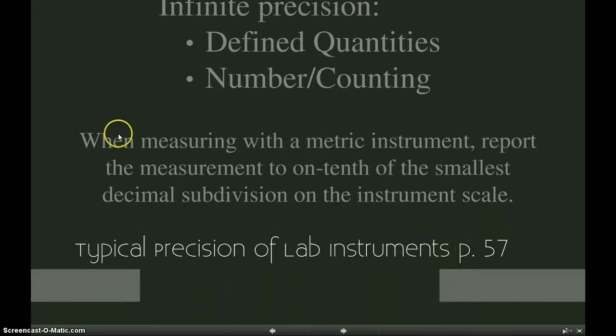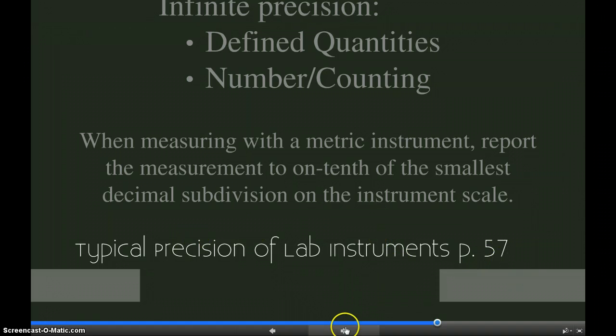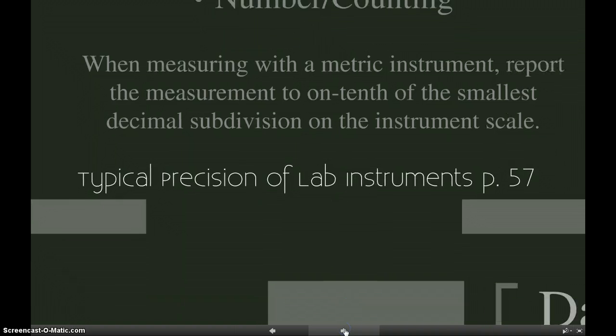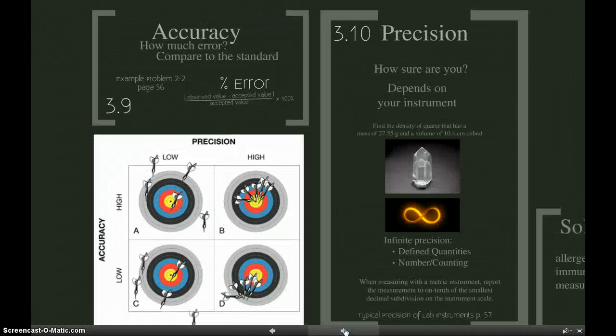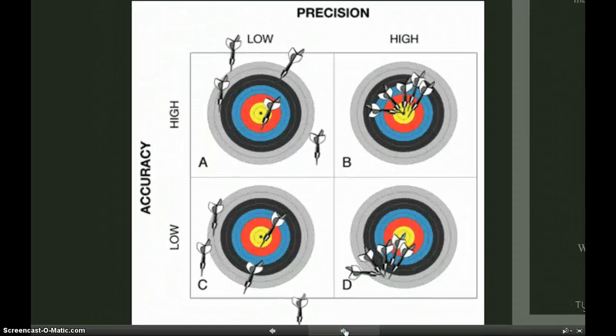All right, there's this rule of thumb. When measuring with a metric instrument, we report the measurement to 1/10 of the smallest decimal subdivision on the instrument scale. And if you take a look at page 57 in your book, you'll see some typical precision of lab instruments we'll go over. All right, so my third question for you to write down here is, what is the difference between accuracy and precision? Okay, what is the difference between accuracy and precision?